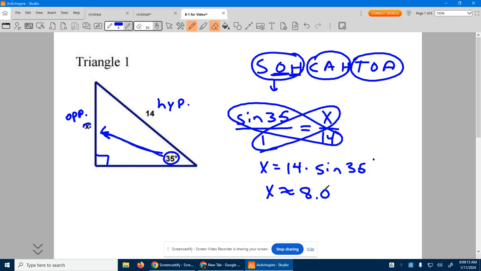This missing side length is 8, which makes sense because we know the hypotenuse is always the longest, which is 14. So 8 is reasonable to me.